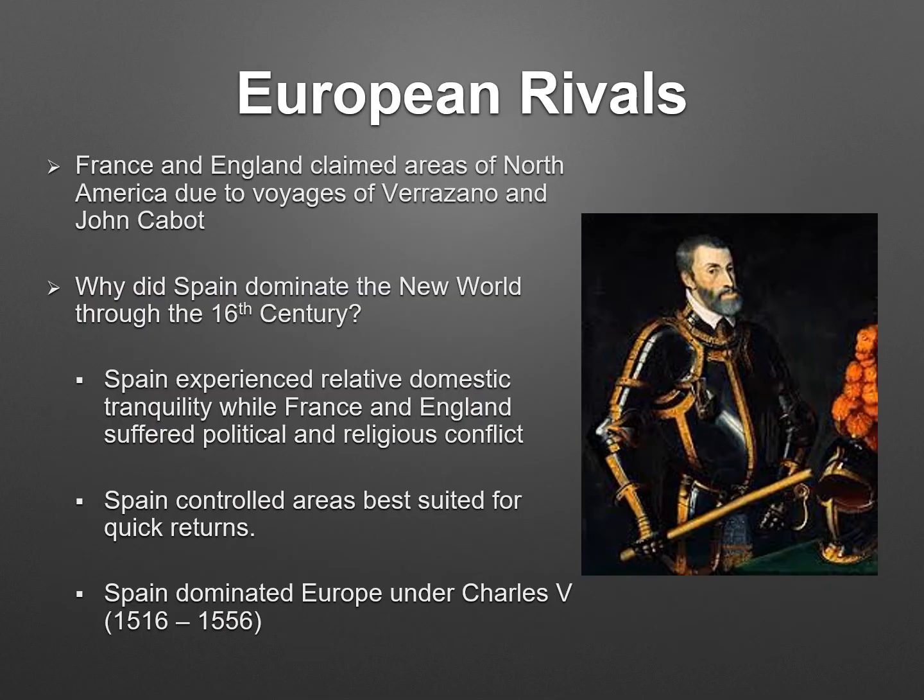In Europe during this time, rivalry was a constant theme. We see that France and England had both claimed real large areas of North America thanks to earlier explorers in the late 16th century, Verrazano and John Cabot respectively. Spain starts to dominate throughout the New World for a couple of reasons.